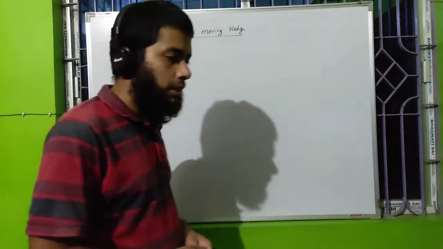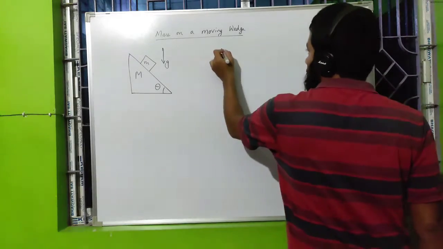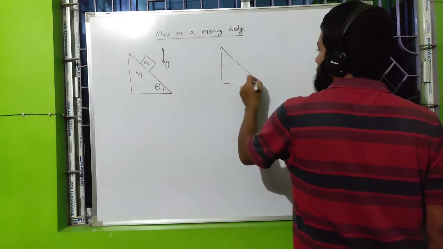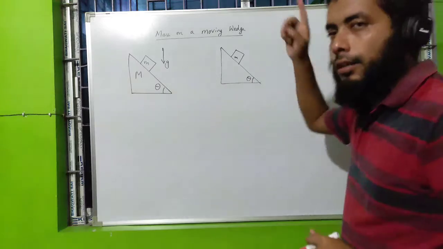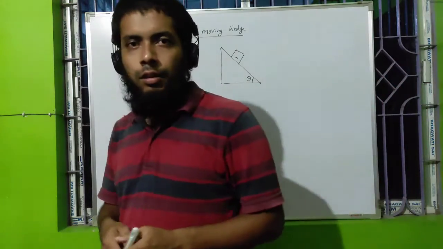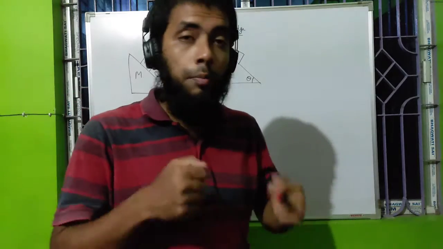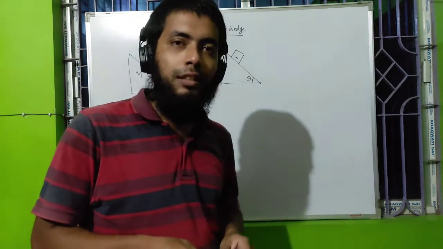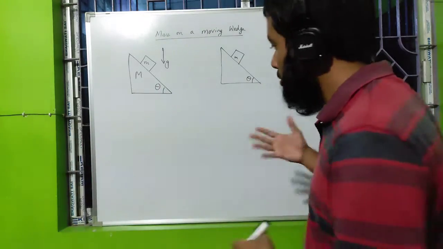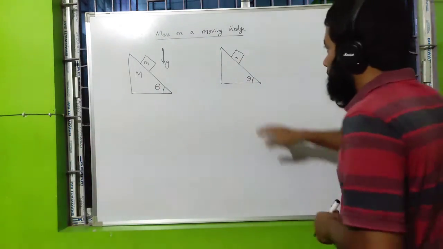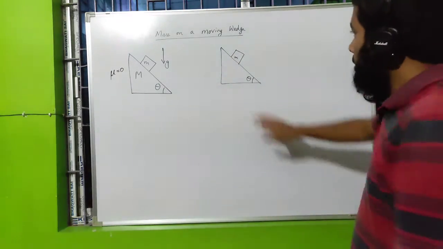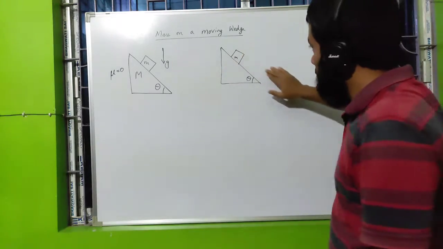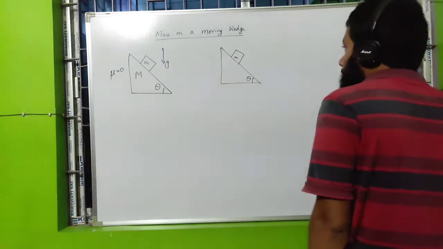But as a warm-up exercise, let me begin by saying that if this wedge is fixed and only this mass m is moving, then what is its acceleration? It is just a warm-up exercise. Football players do a warm-up exercise before going to the final play. Like this, before we go to the final play, let us do a warm-up exercise. Take this to be fixed. By the way, the friction here is zero. So this is fixed and this is moving downwards. With what acceleration it is moving, we have to find out.